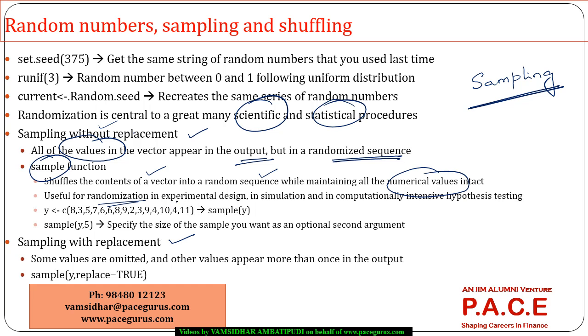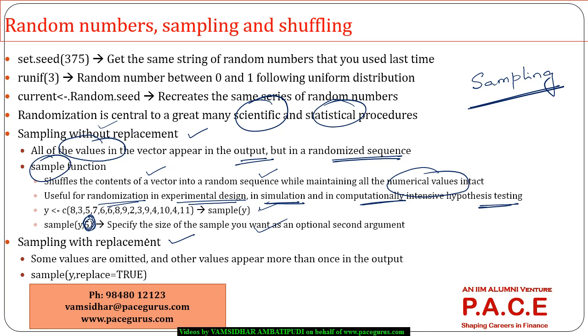Especially when I am doing the randomization in experimental design, we'll be using this concept heavily in simulation. If I have to do very computationally intensive hypothesis testing as a part of the statistical procedures, I'll be using this kind of sampling mechanism. So if I want only a small subset, I just need to mention how many I want here.